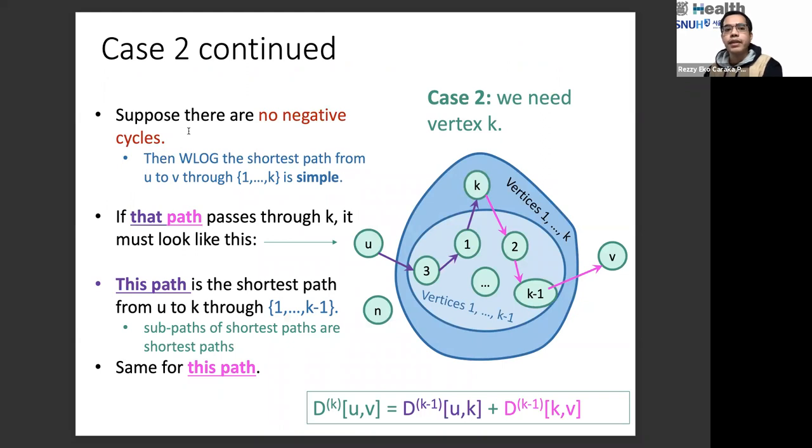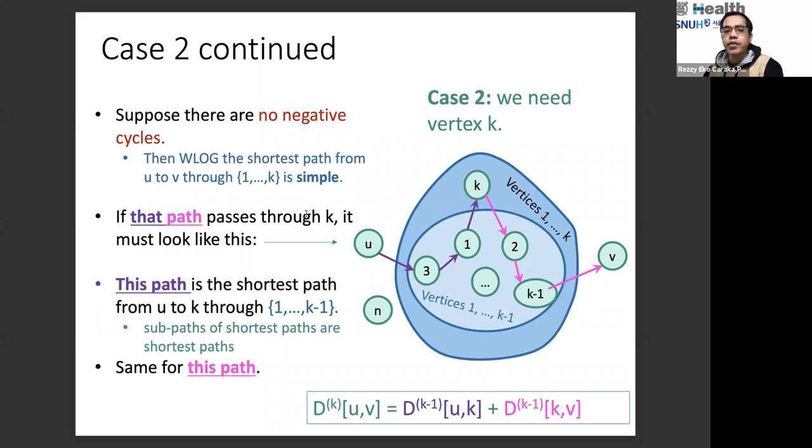So from case 2 continues, I can solve it like this. Suppose there are no negative cycles, so we also have to be concerned that the information of the edge has to be positive. If later this value is negative, you just eliminate that edge, because the value should be positive for all of the vertices in every path distance. So suppose there are no negative cycles, then W is our weighted shortest path from u to v through 1 to k. This is very, very simple.